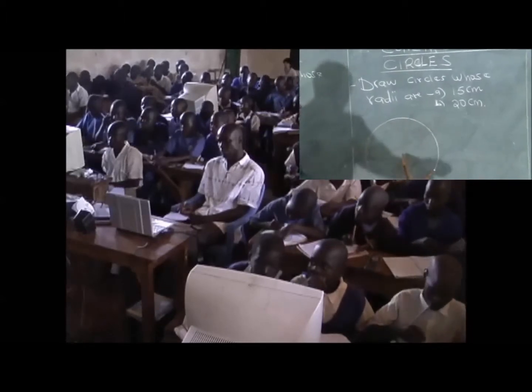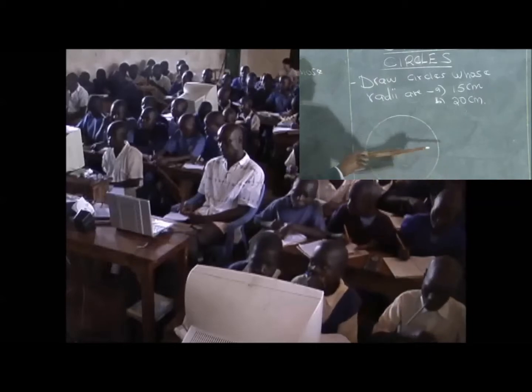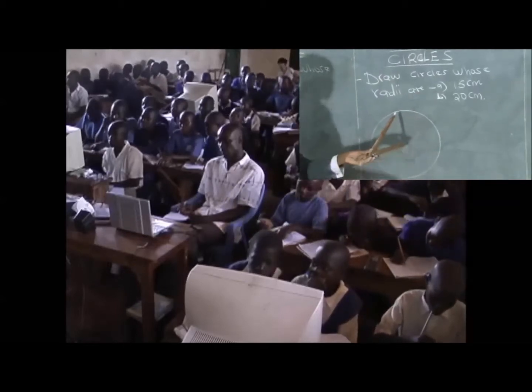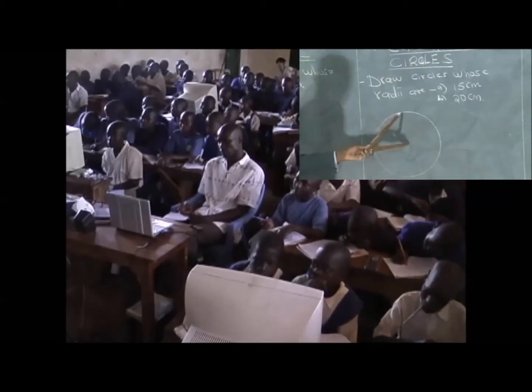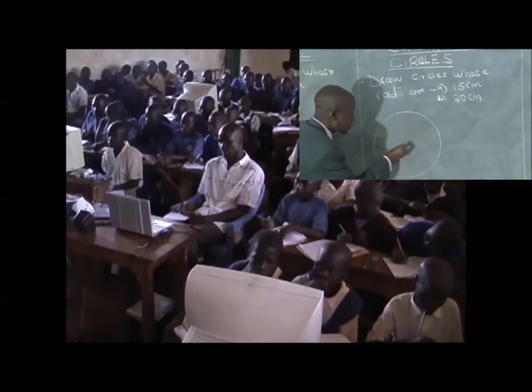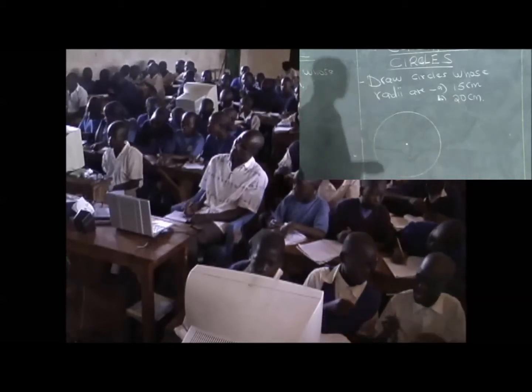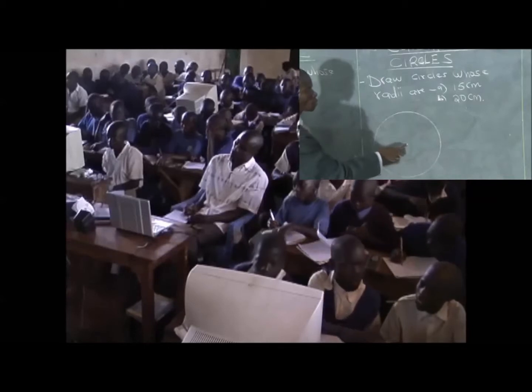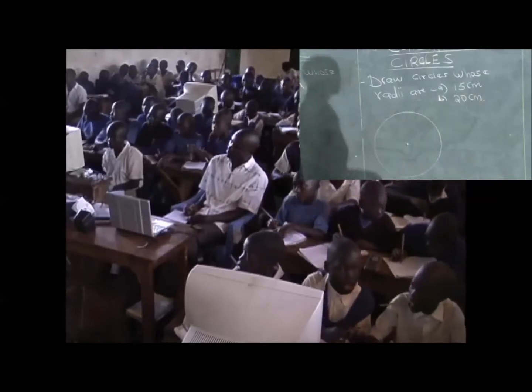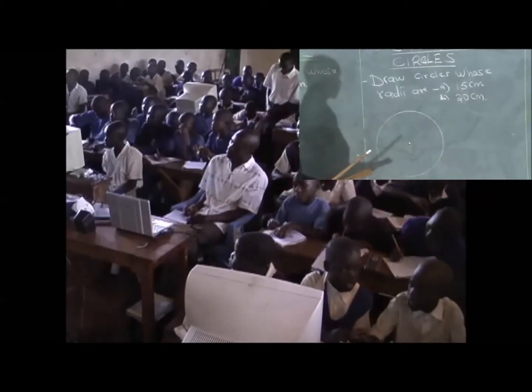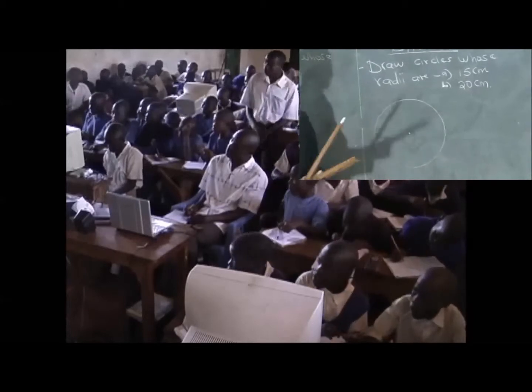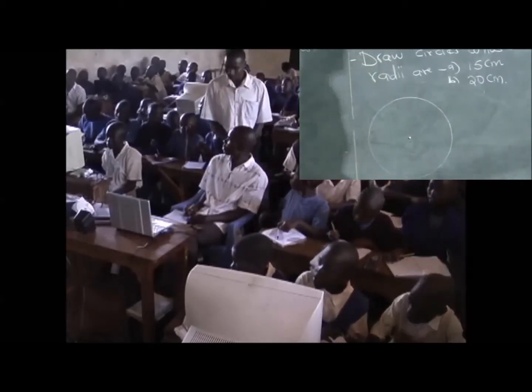So this is the circle constructed, whose radius is 15 centimeters. The point at which the pair of compasses was standing marks the center of the circle, as we discussed. So this is the center of the circle that was used to construct that circle with a radius of 15 centimeters.